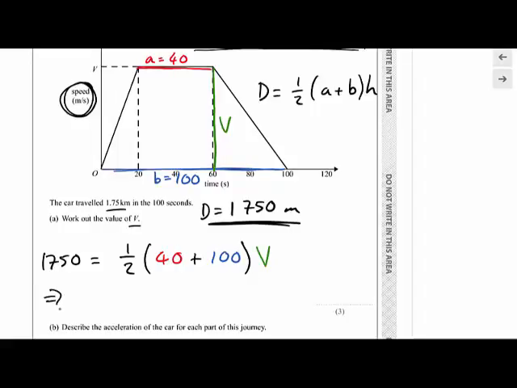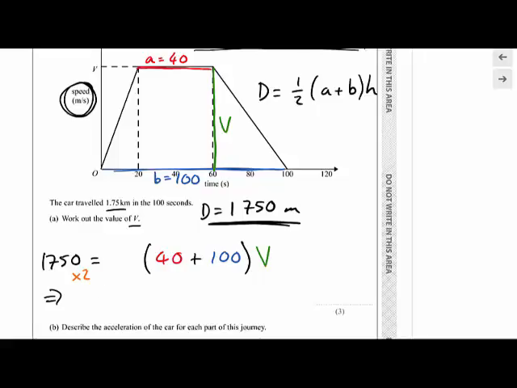So first things first, I'm going to get rid of this half. How do I get rid of a half? At the moment, I'm timesing by half, so let's divide by half, or another way of thinking about that is just times everything by 2. If I times this side by 2, I times this side by 2. What's a half times 2? That's just 1, right?